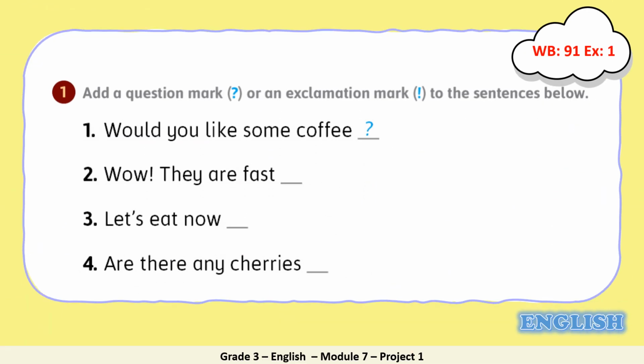Let's take a look at the correct answers. Number 1 was a given example and it's done already. Would you like some coffee? It has a question mark. Number 2, wow, they are fast! Is that a question? No, it isn't, so we use an exclamation mark.